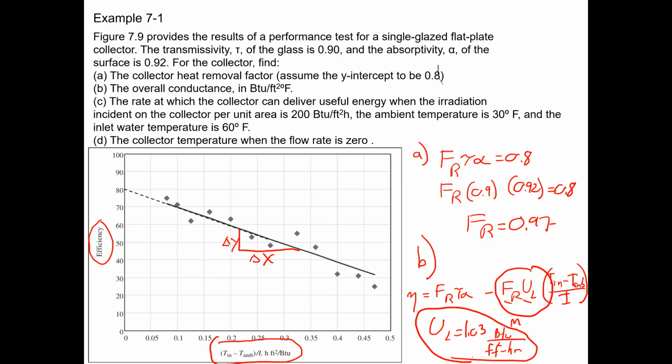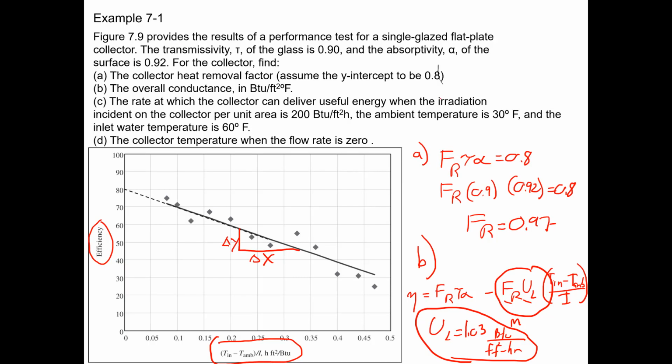Part C is asking you to compute the rate at which the collector can deliver useful energy, so Q useful. The basic definition for the efficiency is Q useful divided by the irradiation hitting the surface of the collector. So what they're asking us to compute is, if the irradiation is 200 BTU per foot squared hour, the ambient air is at 30 degrees and the water entering the collector is at 60 degrees.